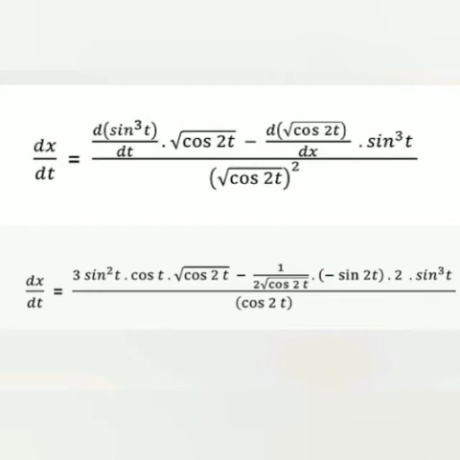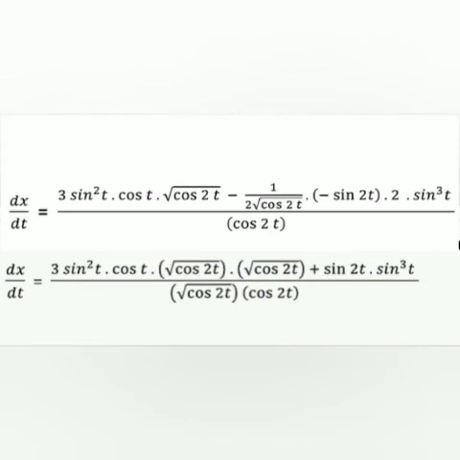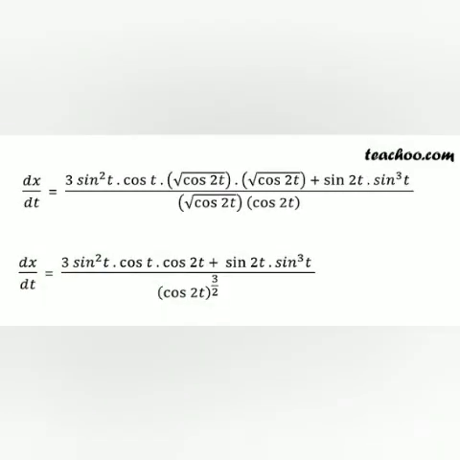Now cross multiplying in the numerator, we get 3 times sin square t cos t into under root of cos 2t into under root of cos 2t plus sin 2t into sin cube t, divided by under root of cos 2t into cos 2t. Now that will give you dx by dt is equal to 3 times sin square t cos t into cos 2t plus sin 2t into sin cube t, divided by cos 2t raised to the power 3 by 2.